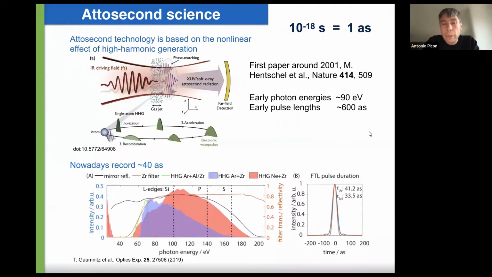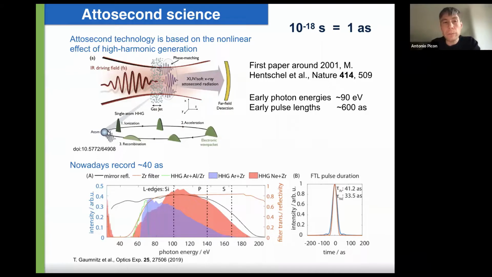So just to give a brief explanation of how these are produced and more or less what the parameters are. The typical way is to use high harmonic generation. What we do is focus an intense infrared or mid-infrared laser in a gas phase jet. This is going to produce a strongly nonlinear, non-perturbative regime in which it is going to emit harmonics, and these harmonics are going to have very high frequencies.